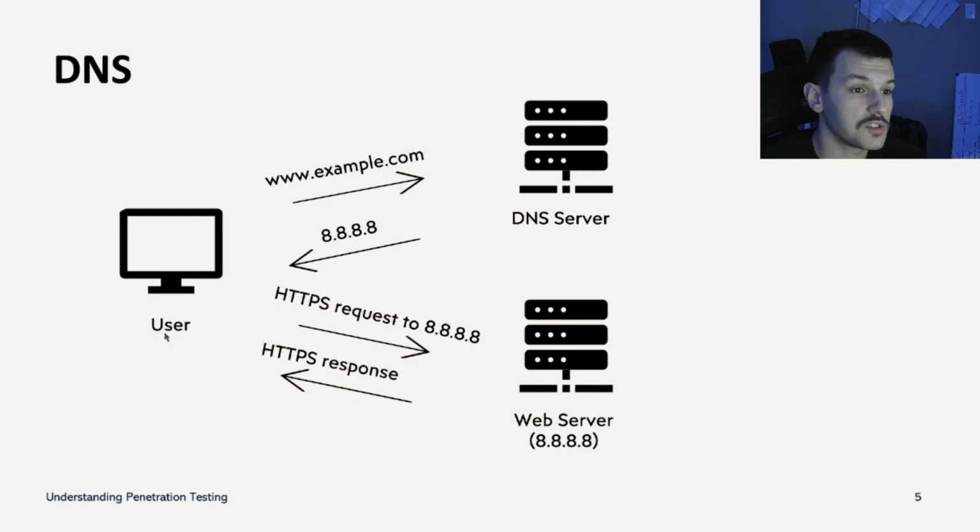So essentially, the user sends a request for example.com to the DNS server. The DNS server resolves it, and then the user is able to send a HTTPS request to 8.8.8.8, which is a web server, and then receives an HTTPS response.